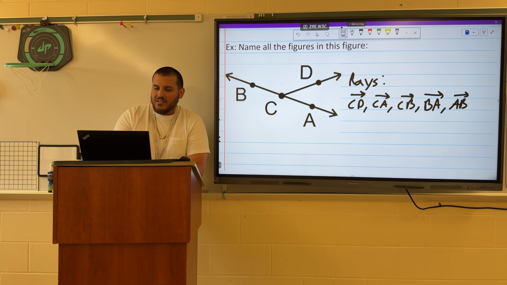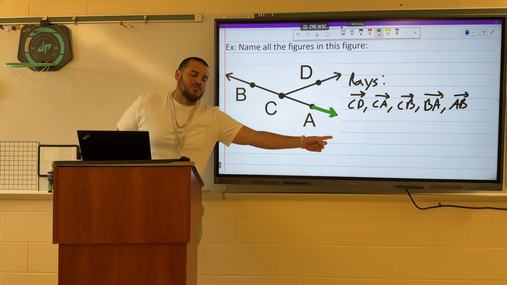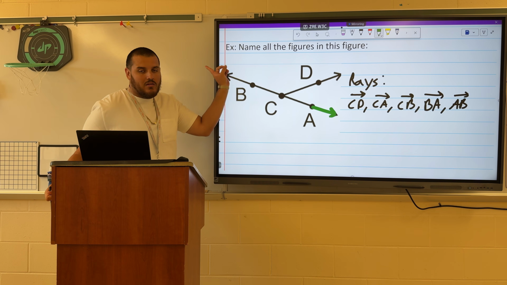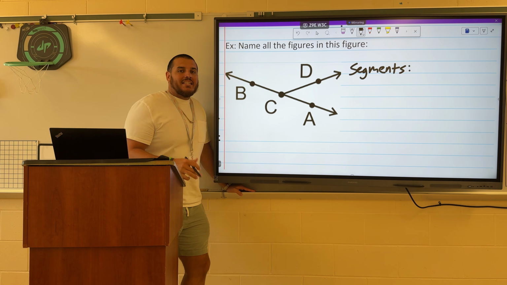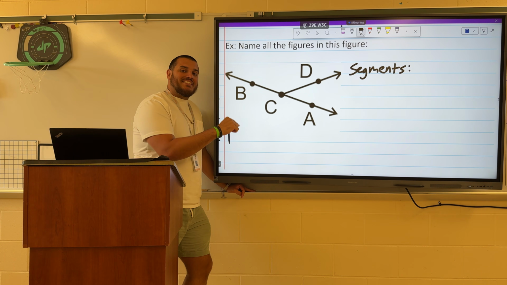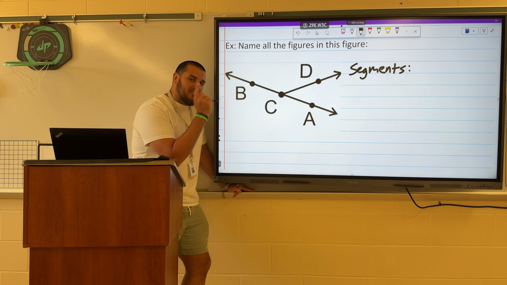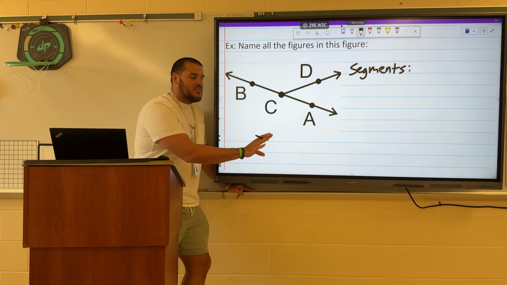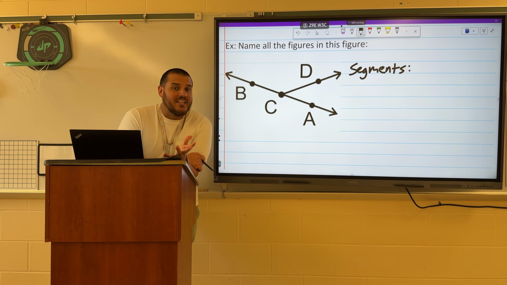Technically, there's more rays. There's a ray that starts at A and goes this way forever, but we can't name that ray because we don't have the second point there. There's also one going from B this way forever. Let's pause now to see if you can find all the segments in this figure, keeping in mind they're very similar to what we discussed with all the rays in this figure. All right, let's see if we got them all.